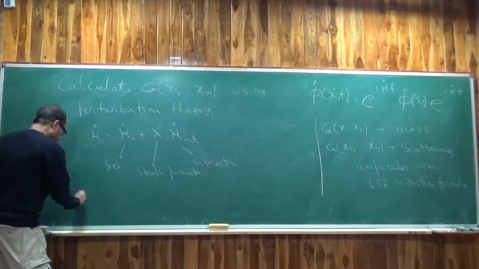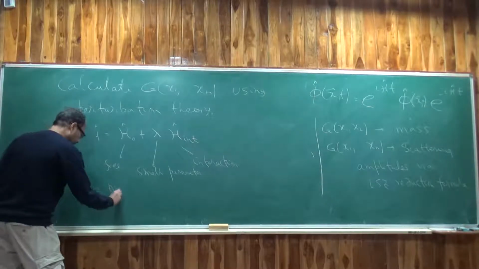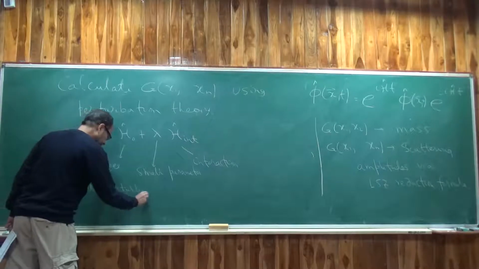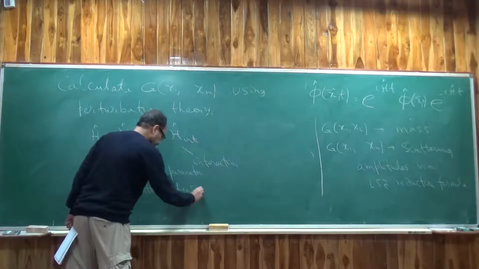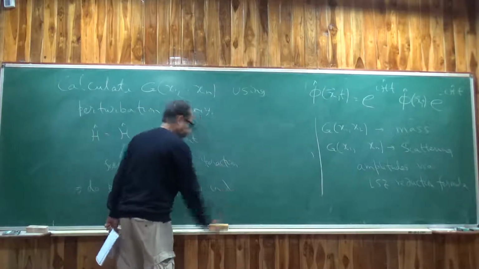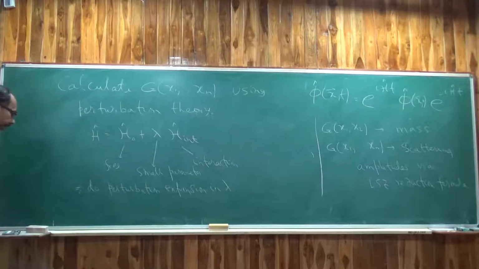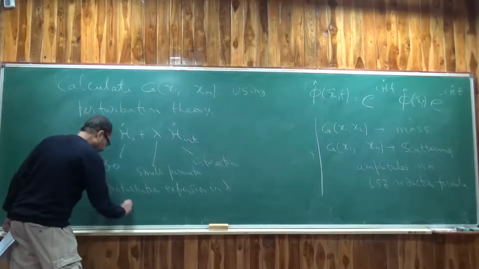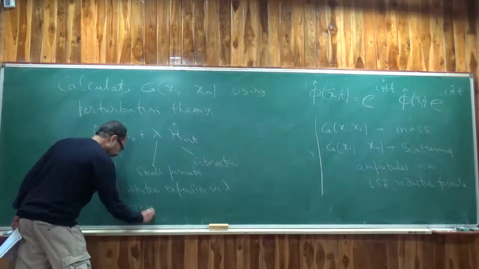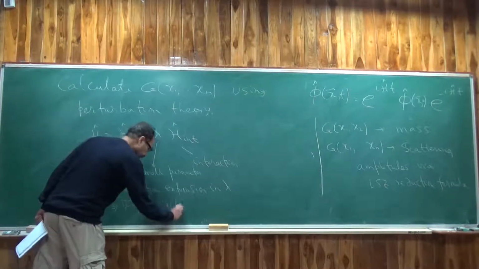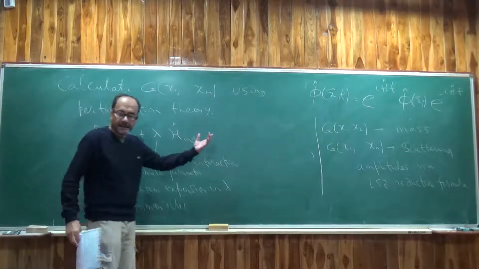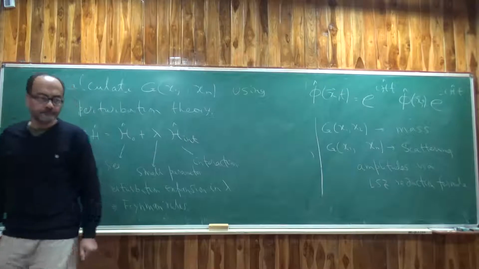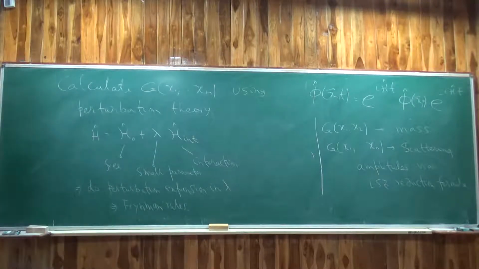Okay, so we do perturbation expansion in lambda, and this gives rise to what we call Feynman rules. Okay, you get the result as a sum of Feynman diagrams. Okay, and the Feynman rules tell you how to associate with a Feynman diagram an actual expression. Is this okay?